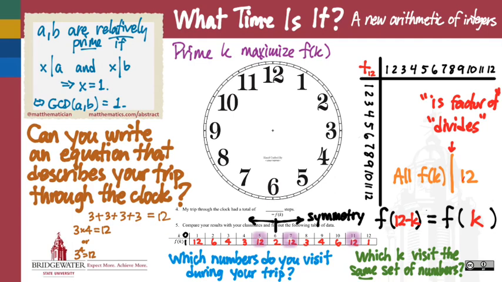So can we tweak Noah's primeness observation a little bit to cover all of our cases? In which cases is f of k equal to 12?